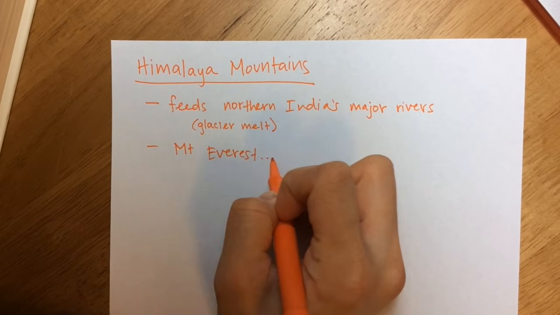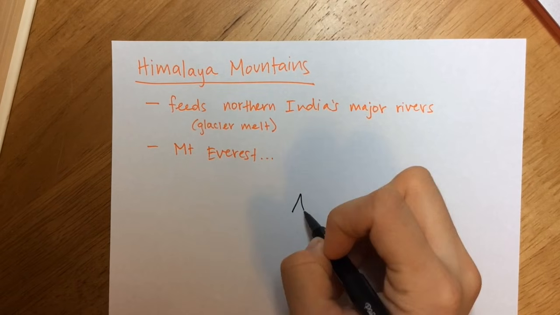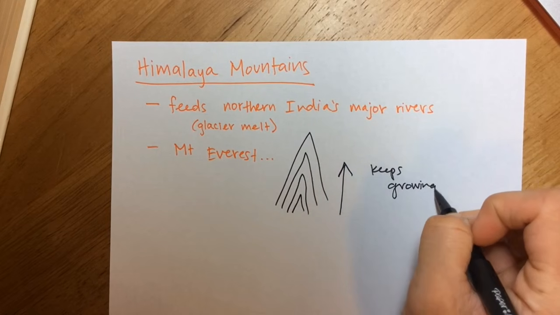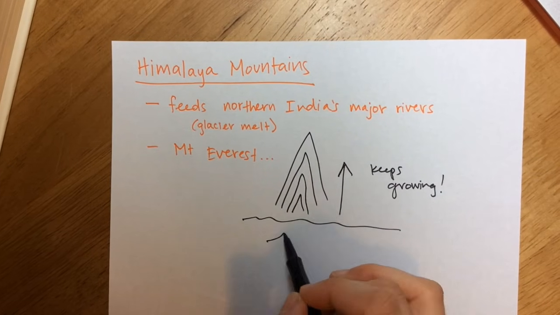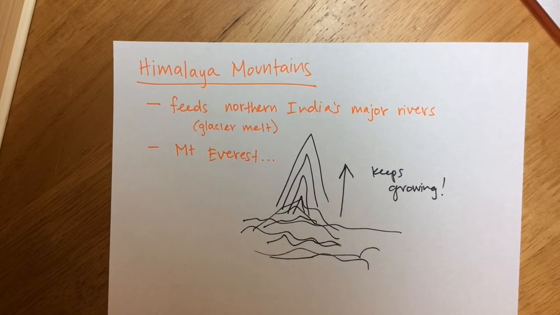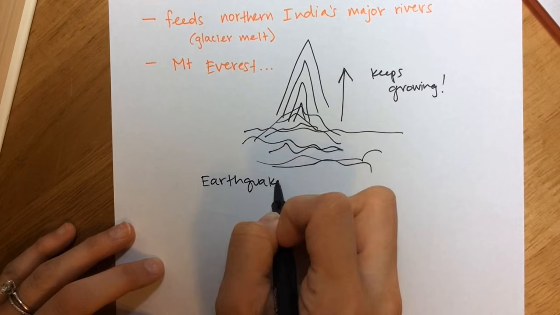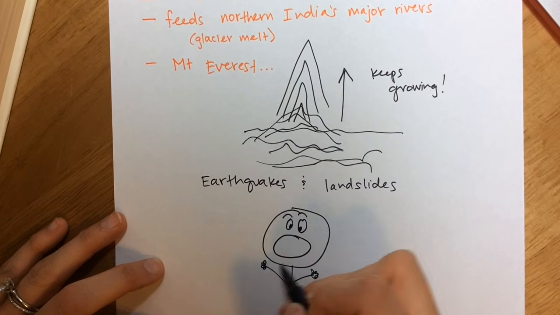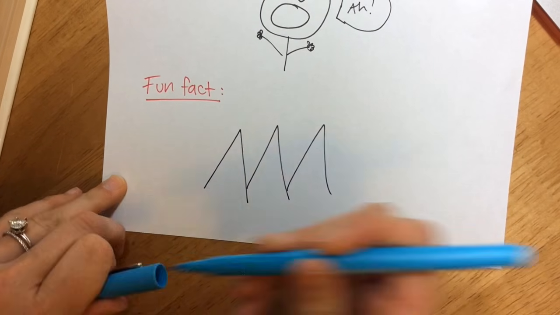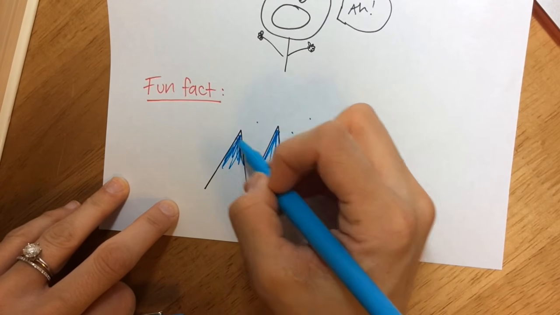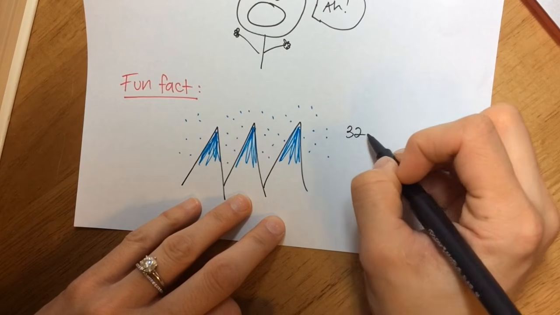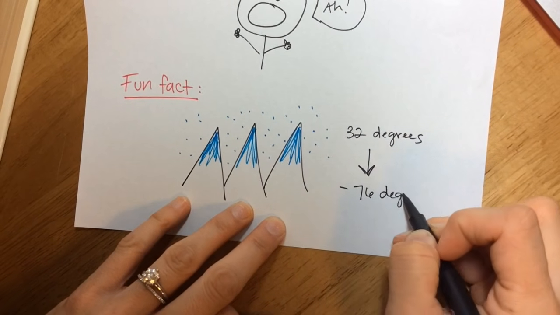Lastly, even though Mount Everest is already the tallest in the world, it actually keeps growing each year. That's right, the earth underneath this mountain range is always moving, causing Mount Everest to rise a little higher every year. That also means this area is used to earthquakes and landslides. Fun fact, the upper peaks of the Himalayas are always covered in snow and ice, and temperatures on the highest peaks never rise above freezing temperatures and can actually go as low as negative 76 degrees.